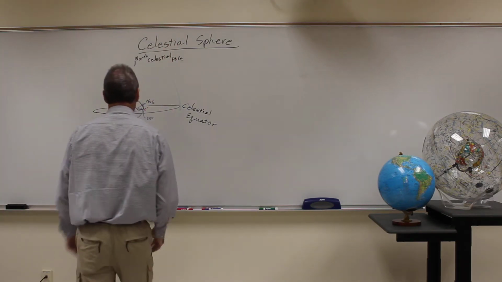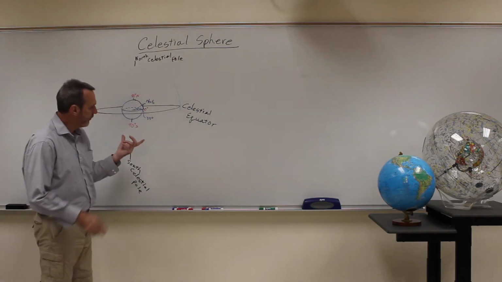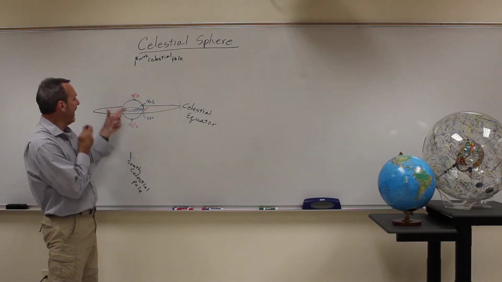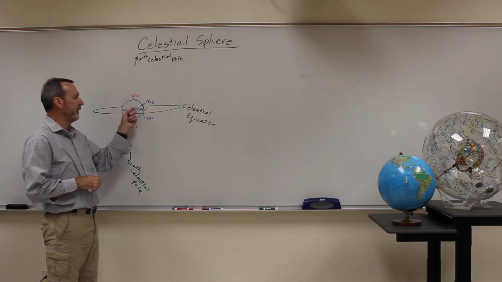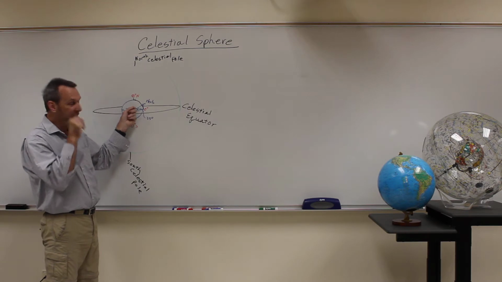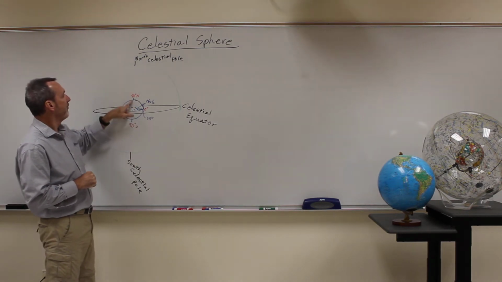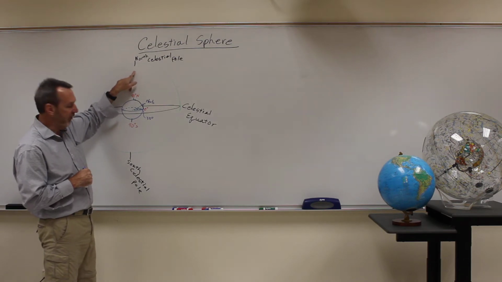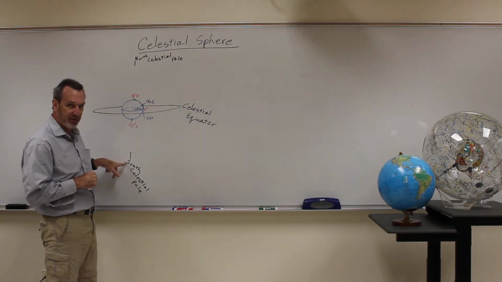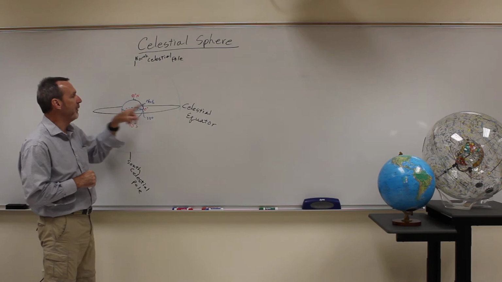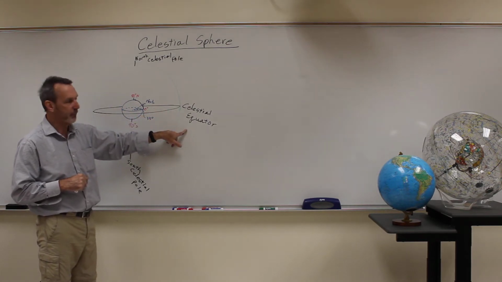All right, we're continuing to talk about the celestial sphere. And we just talked about how on the Earth you have the North Pole, the South Pole, and the equator. Those are our reference points, and we've just extended them outward onto the celestial sphere. Straight above the North Pole of the Earth is the North Celestial Pole. Straight above the South Pole is the South Celestial Pole. And straight above the equator is the celestial equator.